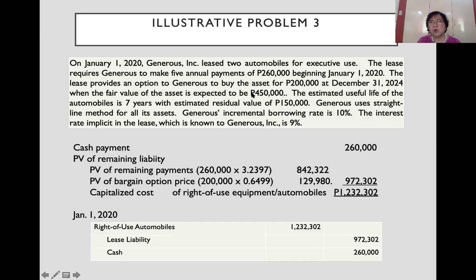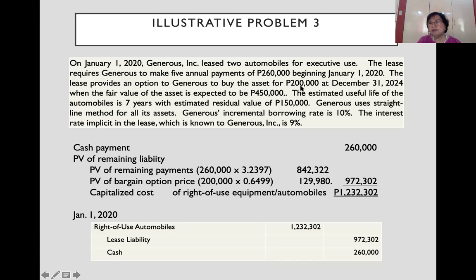We have now a bargain purchase option. Why is it bargain? Because the option price offered to the lessee is $200,000, even if at the end of the lease term, the estimated fair value is projected at $450,000. Therefore, $200,000 is considered to be significantly lower than $450,000.